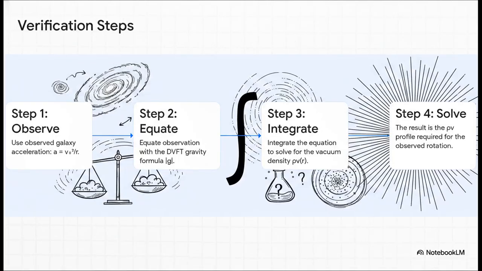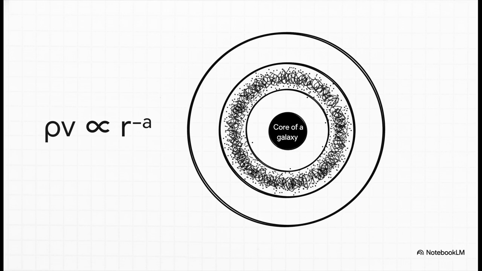So how do we actually test this? It's a pretty straightforward four-step process. First, we just take the observed acceleration from a galaxy's rotation curve. Second, we set that equal to our new formula for gravity. Third, we integrate that equation to solve for the vacuum density profile ρv. And that last step tells us exactly what the vacuum density has to look like to create the rotation we're actually seeing.